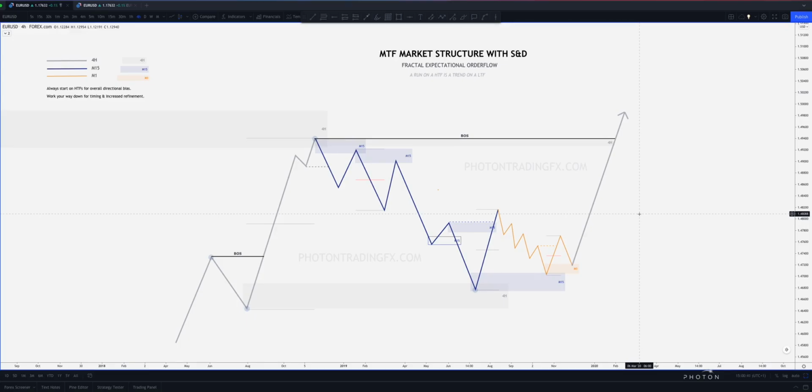So I'll leave that there before I waffle on any longer. Let's hop on the charts, let's get practical, let's look at some realistic examples, and really see if we can put this all together.